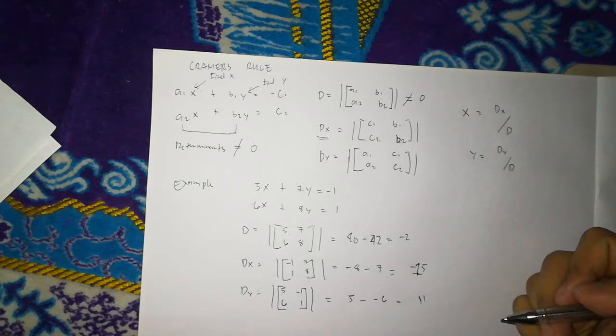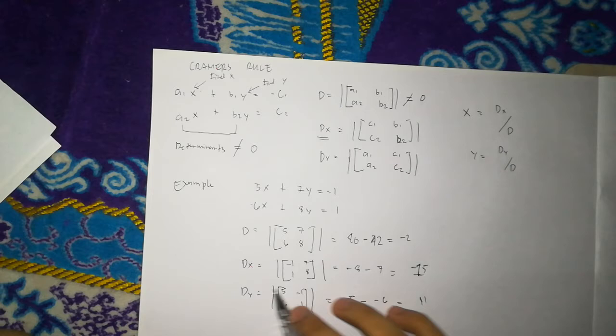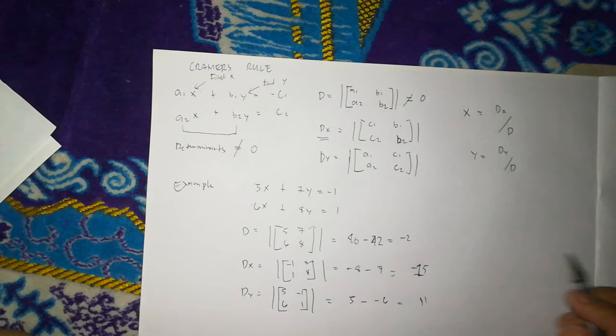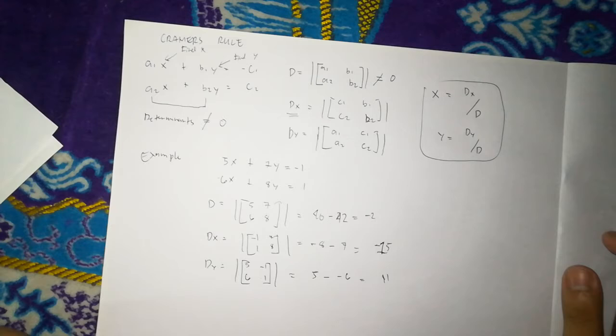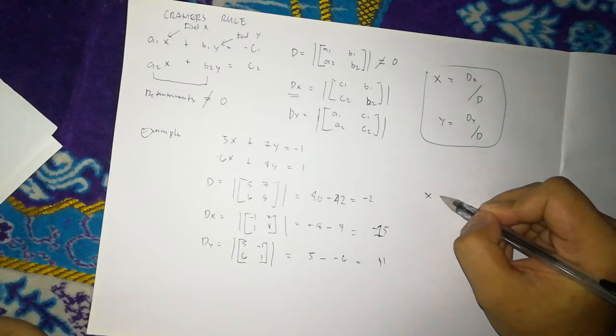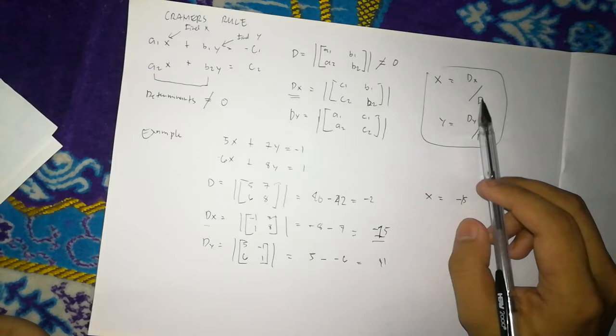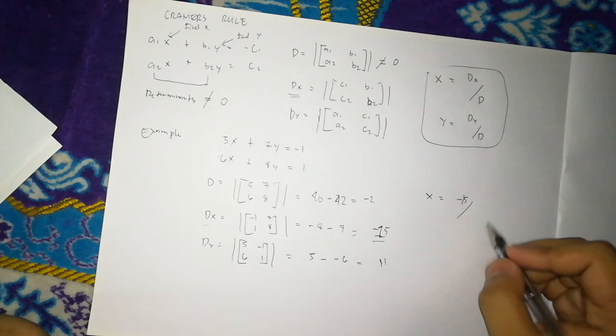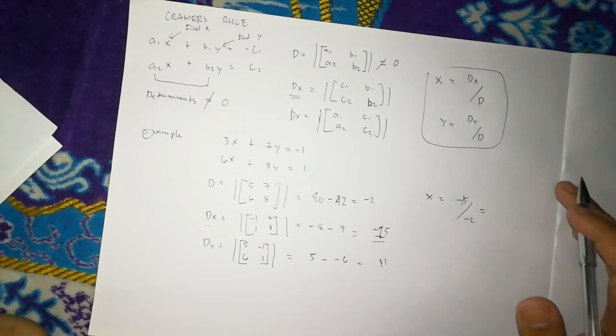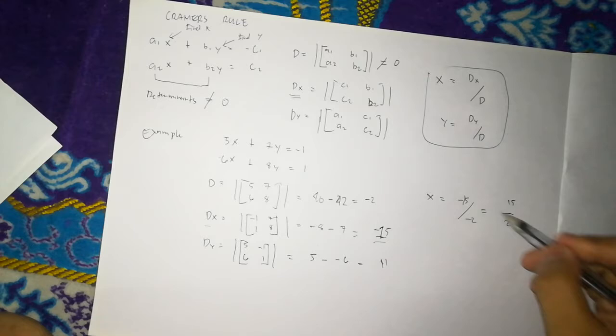So hindi pa ito tapos kasi ang nakukuha natin is the determinant of x and the determinant of y. So kapag hahanapin natin si x and y, ito ang formula. So x is equals to dx. Ang dx natin is negative 15. Sabi dito, divide lang siya sa determinant. Ang determinant natin is negative 2. Pag nilagay natin siya sa scientific calculator, ang magiging sagot is 15 over 2.